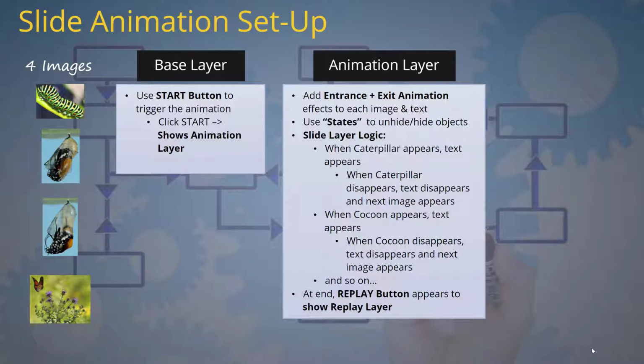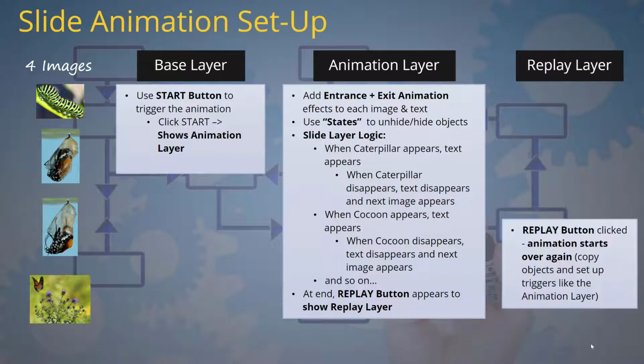And then for the slide logic, this is how it will work. When a caterpillar image appears, the text associated with the caterpillar is going to appear. When the caterpillar image disappears, the text will disappear and the next image will appear. When the cocoon image appears, the text associated with it will appear. And when the cocoon image disappears, the text will disappear and the next image will appear, and so on. At the end of all of this, a replay button will appear, and when you click it, the next layer is going to show up, the replay layer.